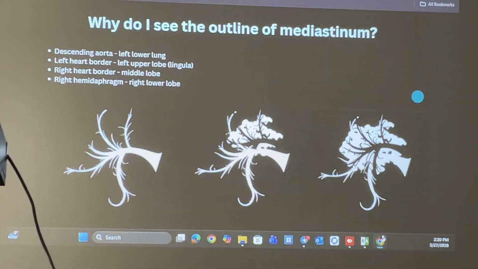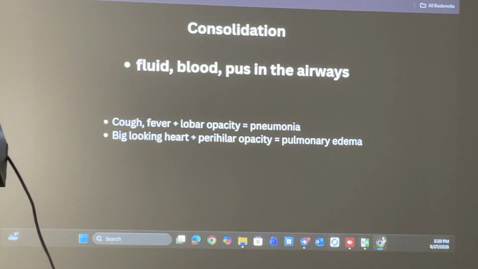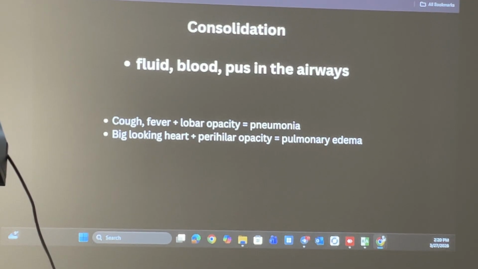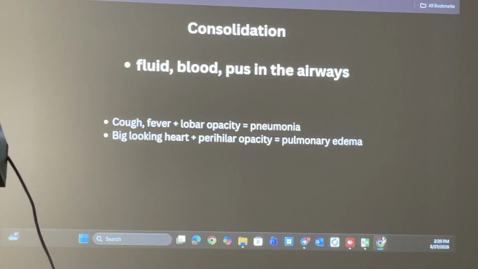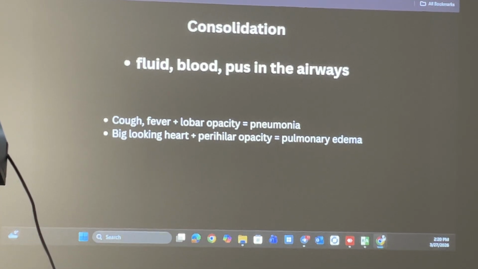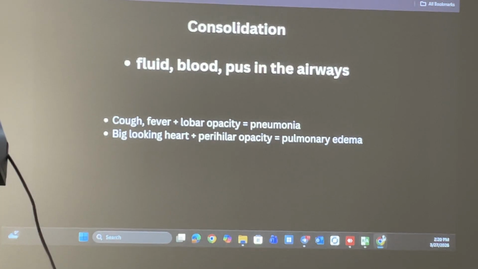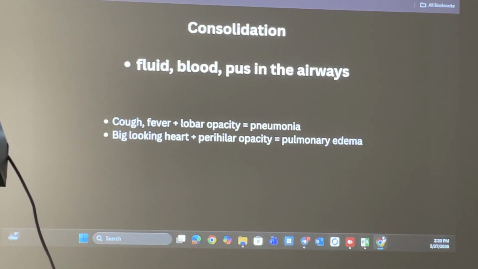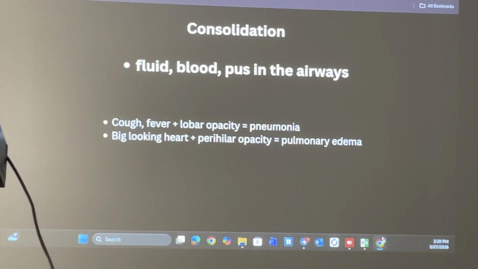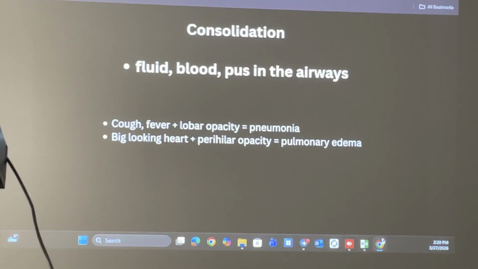So the consolidation, what is consolidation? It's when the air in the airways is displaced with fluid, blood, pus, and the radiologist can't really tell if it's blood or pus or fluid or protein only by X-rays. You can tell what type of fluid it is on CT scans and on MRIs, but not on X-rays, because on X-rays, fluid has the same density. You cannot differentiate whether it is blood or just simple fluid.